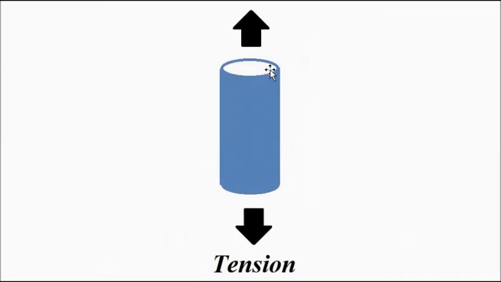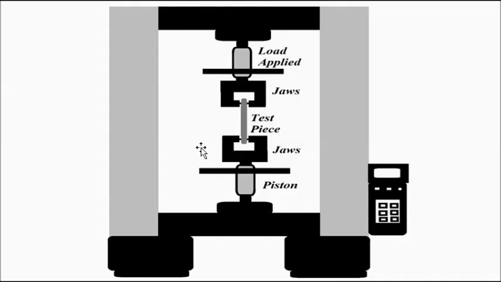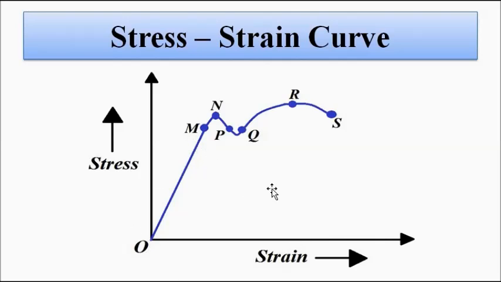So the test piece of uniform cross section undergoes expansion because of the tensile stress, and the stress strain relationship follows a particular pattern, which is this, the stress strain curve. Strain in the x axis or the horizontal axis, stress in the vertical axis or the y axis. So it follows this curve, and these are the various important points for the analysis of the property of the material. Okay.